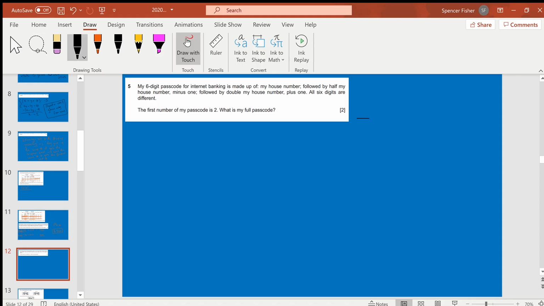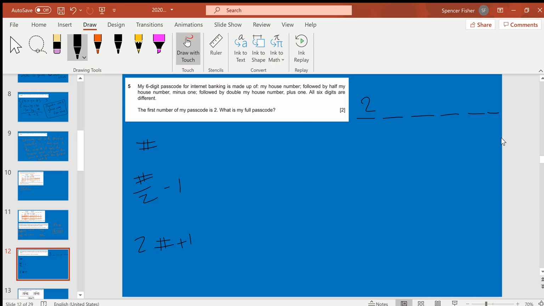So 1, 2, 3, 4, 5, 6. Our first digit is 2. And there's a process here, so we have the number over 2 minus 1, and then we have 2 times the number plus 1. Okay, and this is all just to help you visualize.